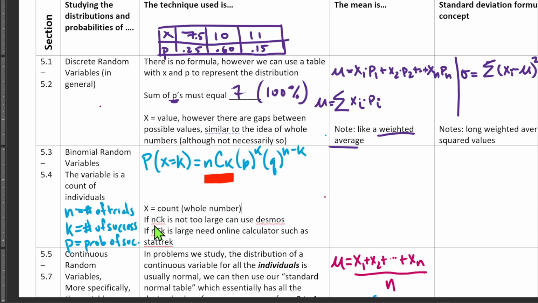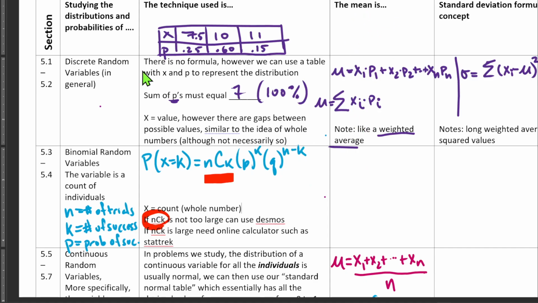If nCk is not too large, you can use Desmos. But if it's very large, then you can use an online calculator such as StatTrek. Now, in chapter 6, we learn a way to approximate this, so kind of a way to get around nCk. But if you want to get the exact answer, you would need an online calculator, as this formula doesn't fall apart, but it just becomes impossible to calculate.